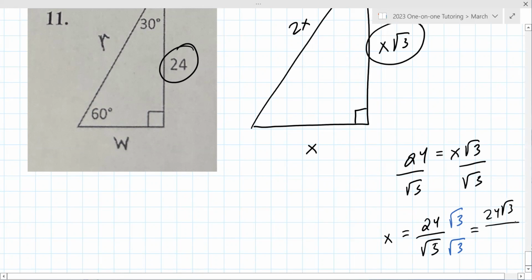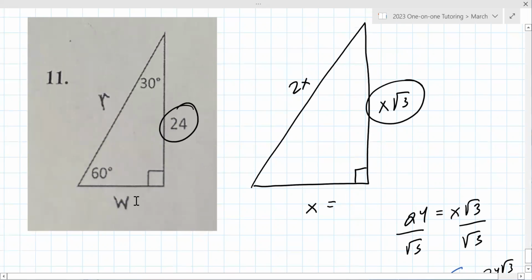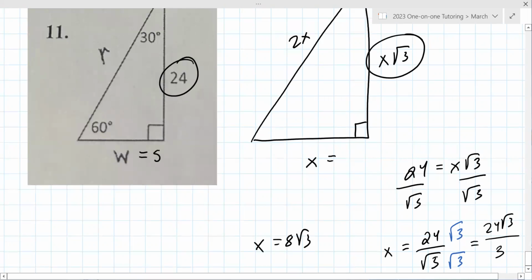What about the denominator? What does it become? Oh wait, that'd be 8 radical 3. Yes, as a total. So your x is 8 square root 3, and I mentioned, once you find x, x is really w. So w is 8 square root of 3.